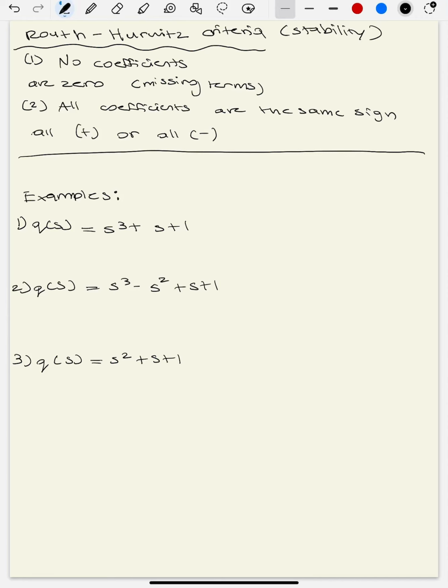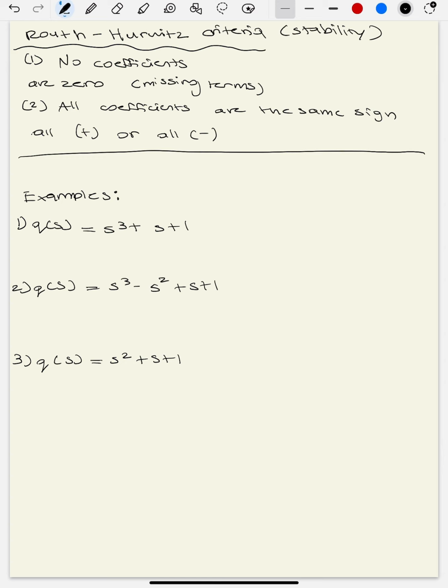Hello, so today we're going to be going over the Routh-Hurwitz criteria to determine stability of a system. And we're going to do this by just looking at the Routh array or looking at the characteristic polynomial Q of S. And in order to determine whether the system is stable or unstable, we must ensure that the following criteria, rules number 1 and 2, are going to be met.